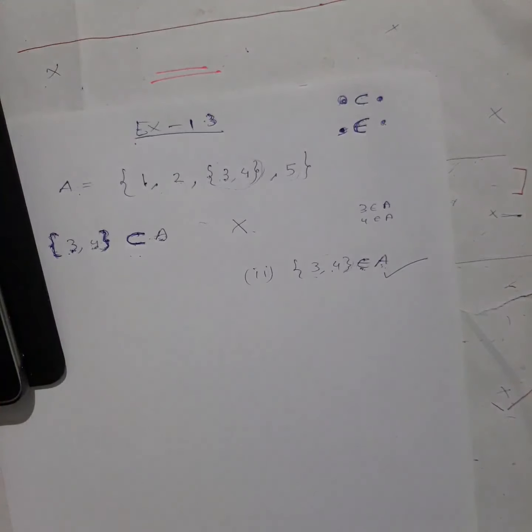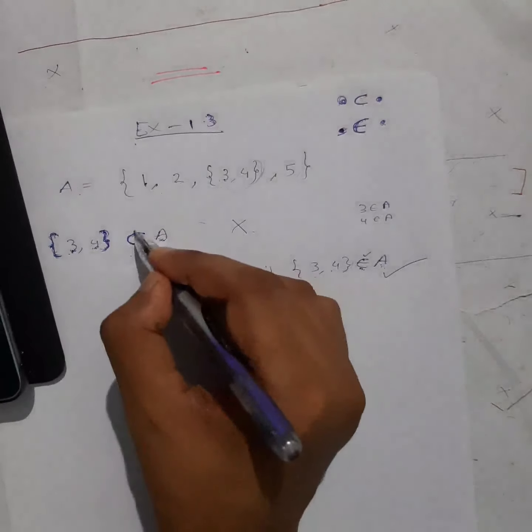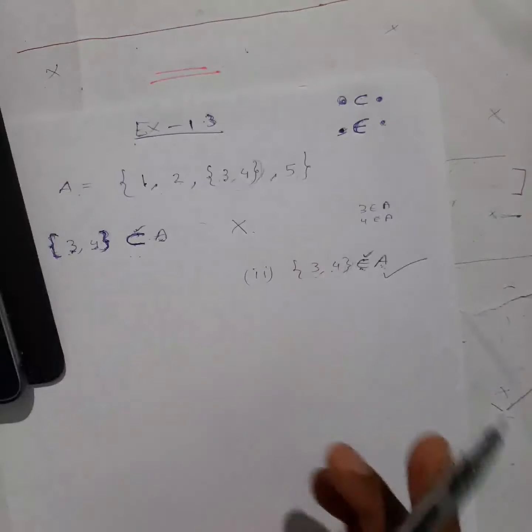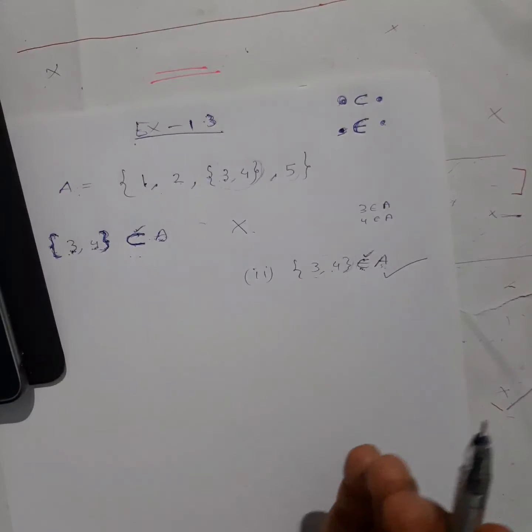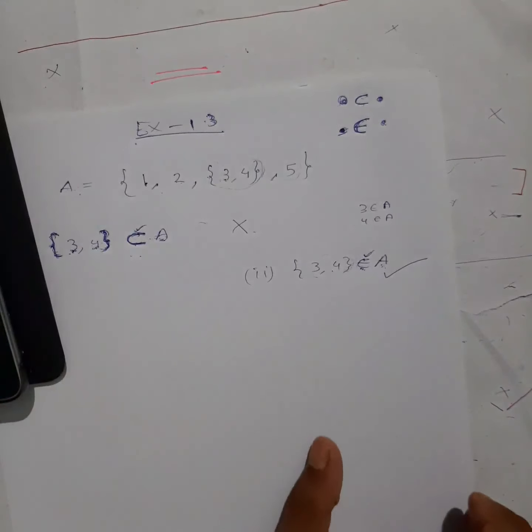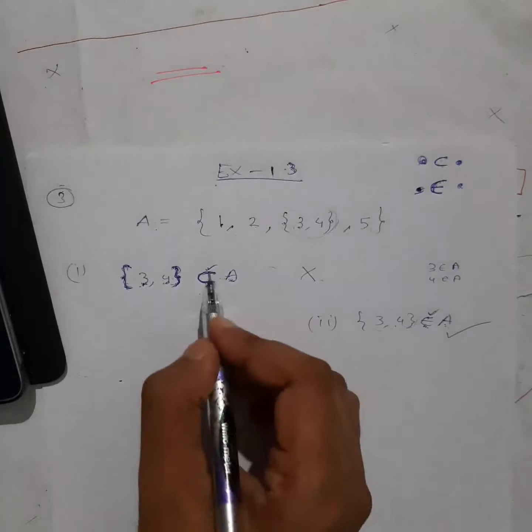Okay, so try to understand the meaning of these two symbols carefully, because we are going to use these symbols in other chapters like probability, and the upcoming chapter, relation and function. There also we are going to use these symbols.